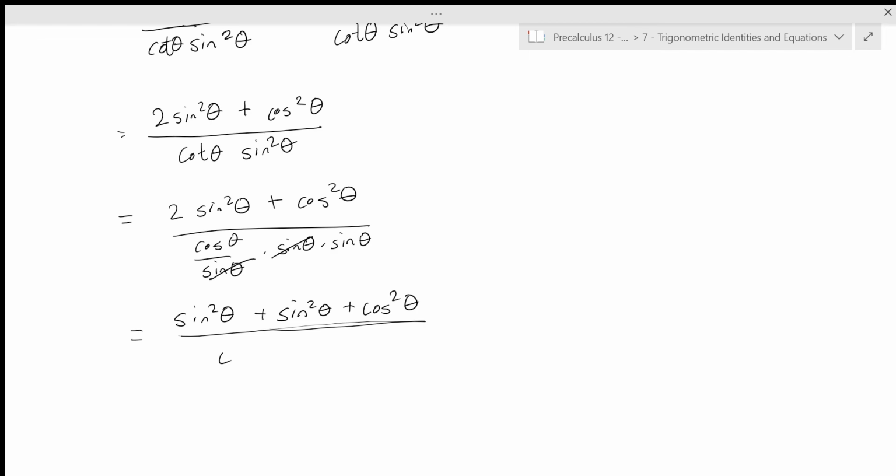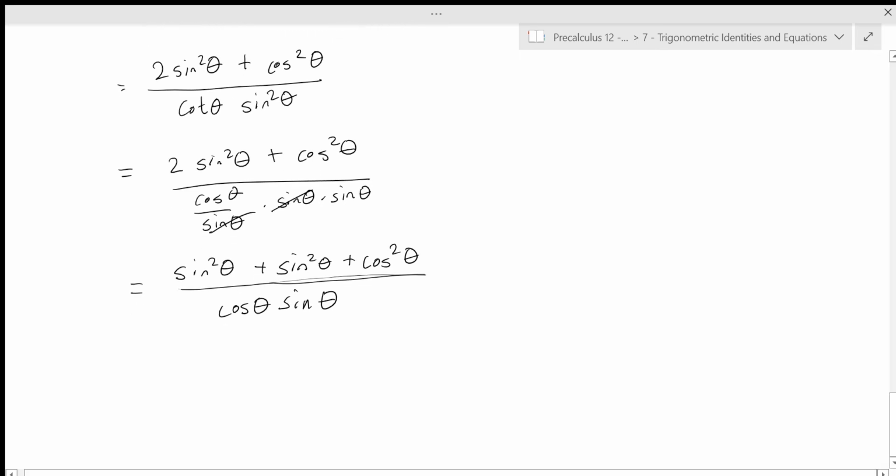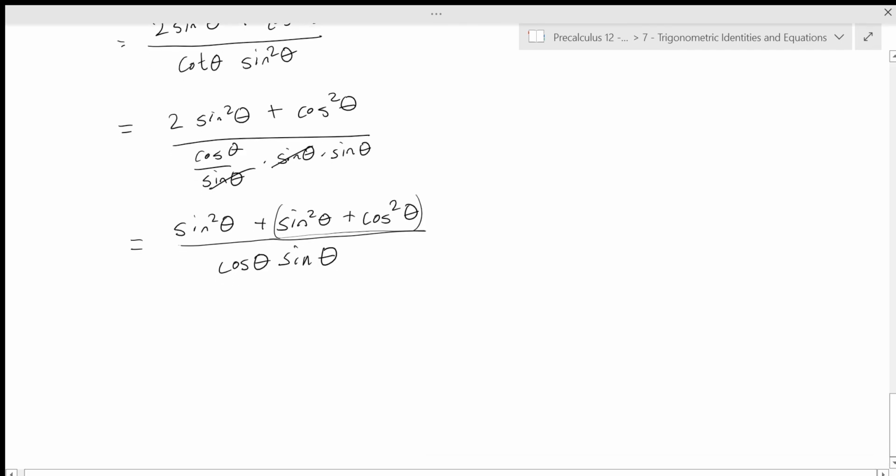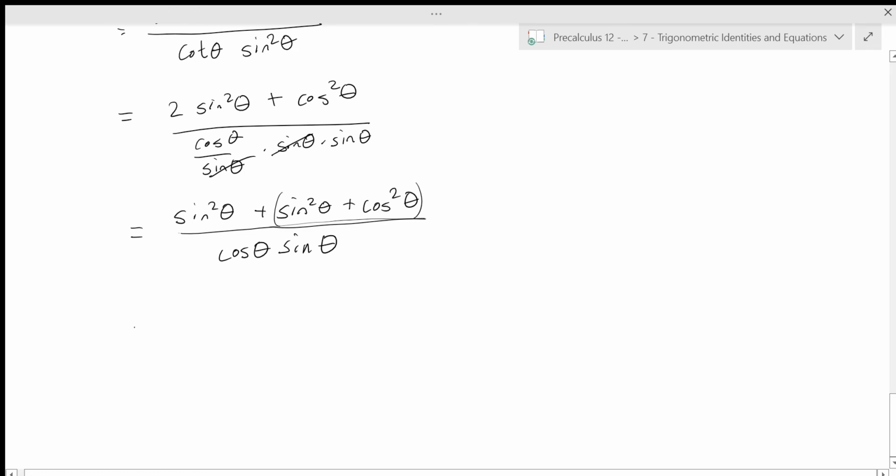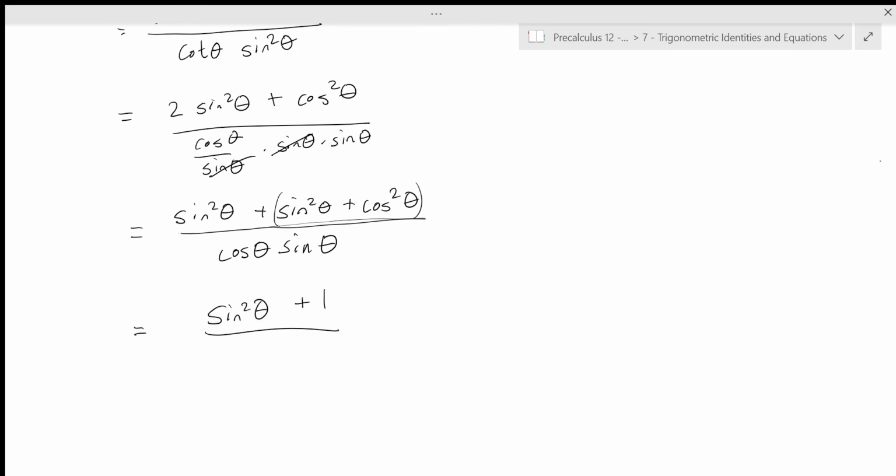Half the battle of this unit is getting so you start to see and recognize particular identities in problems. And like I said, you've got your sheet right next to you, so you're looking at these identities and saying, oh, there I see something that goes with an identity. So now I actually get sine squared theta plus 1 over cosine theta sine theta. And so that is quite a bit different. That is quite a bit simpler.